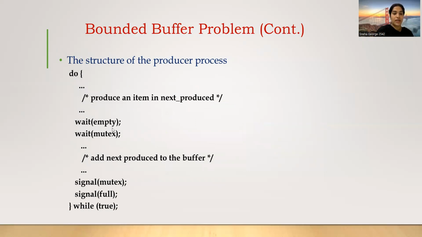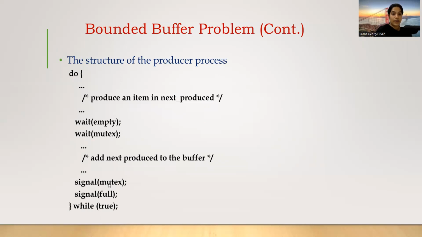So wait of empty. Initially the mutex value was 1, empty was 6. Okay, you have seen the diagram. The mutex value was 1 and the empty was 6. Then the mutex value became 0, then the empty value became 5. Okay, so after that the producer started producing. So it is signal of mutex and signal of full.